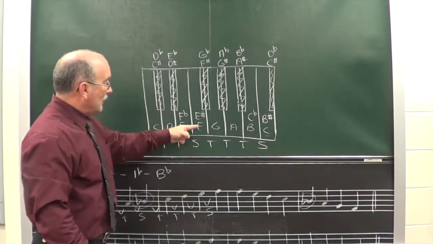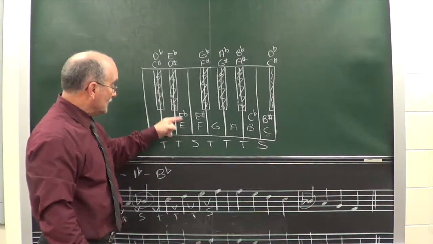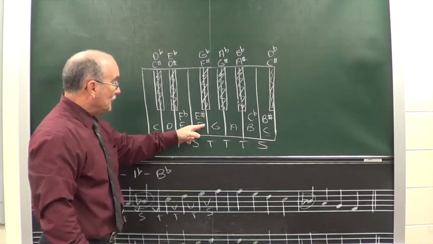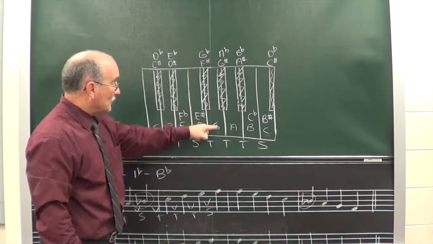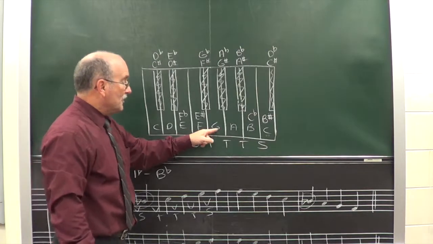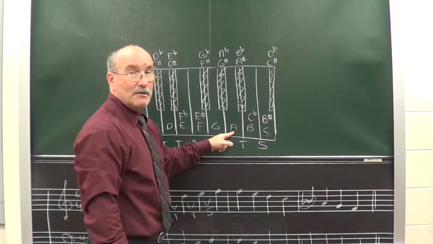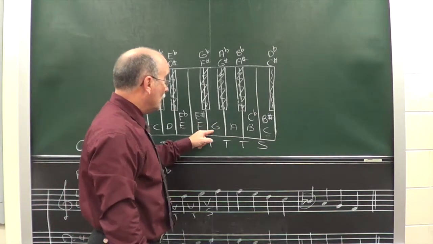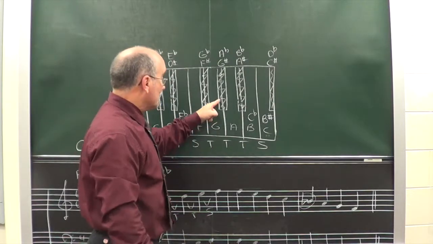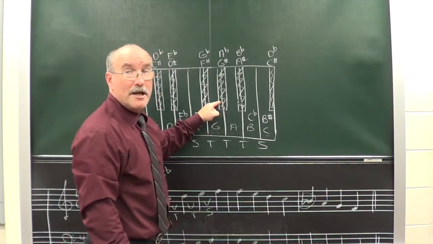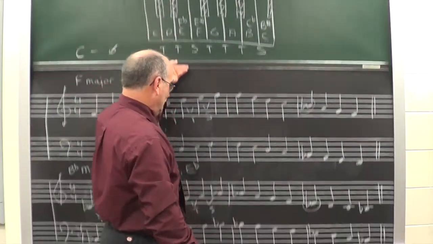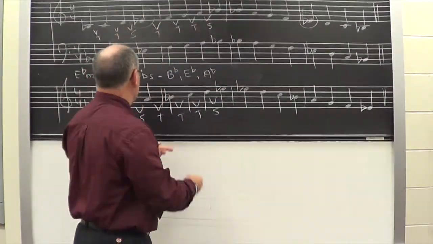From E flat to F is a tone. Correct. It's two semitones. From F to G is a tone. Correct. There's a black key in between. From G to A is a semitone. No, because remember it's tone, tone, it's supposed to be semitone. So the semitone is G to A flat. So we just proved that that's correct.